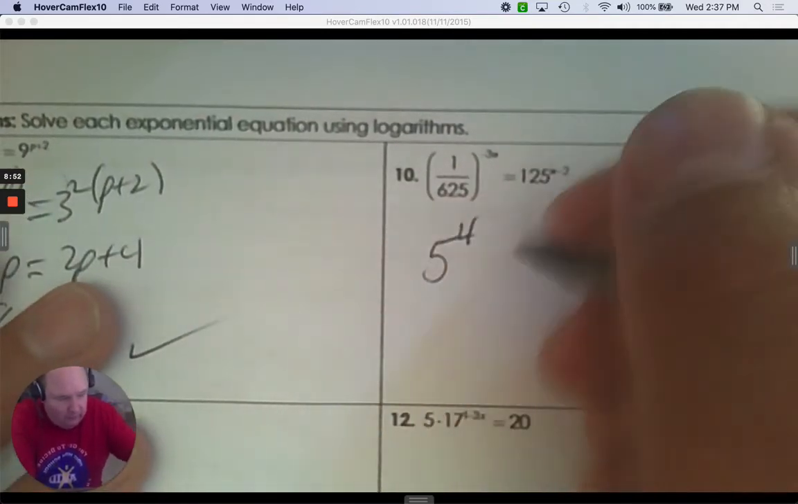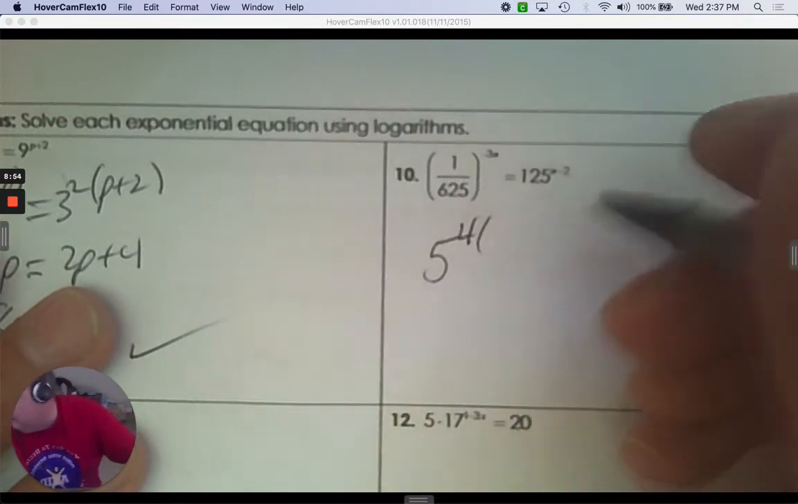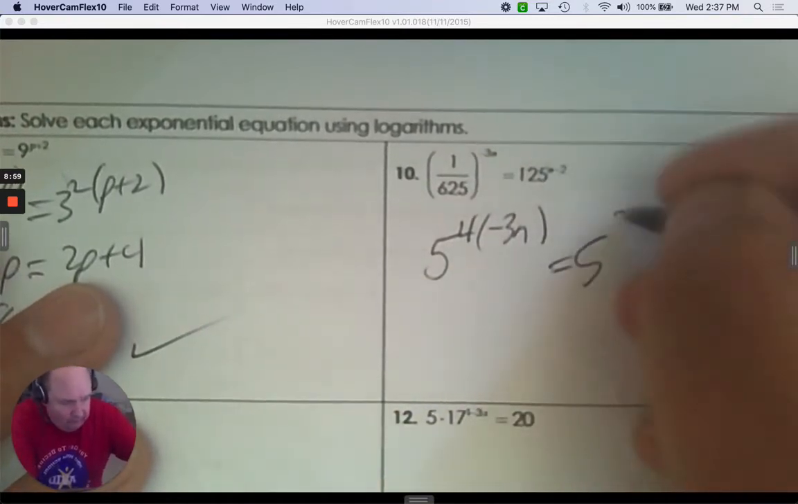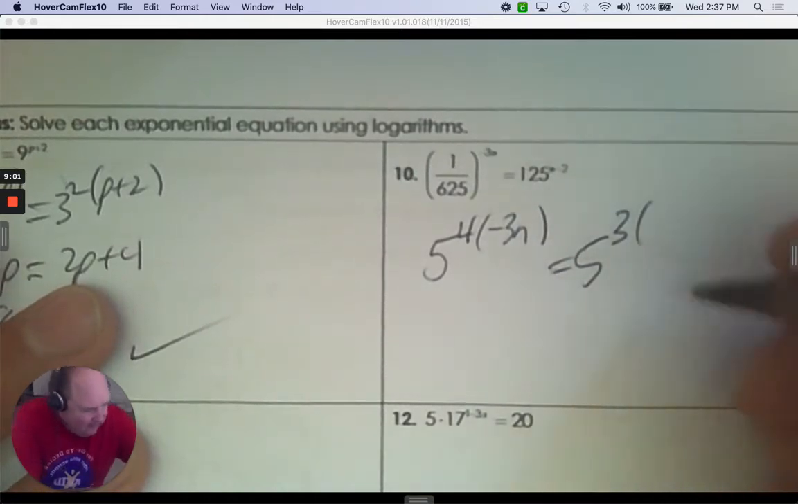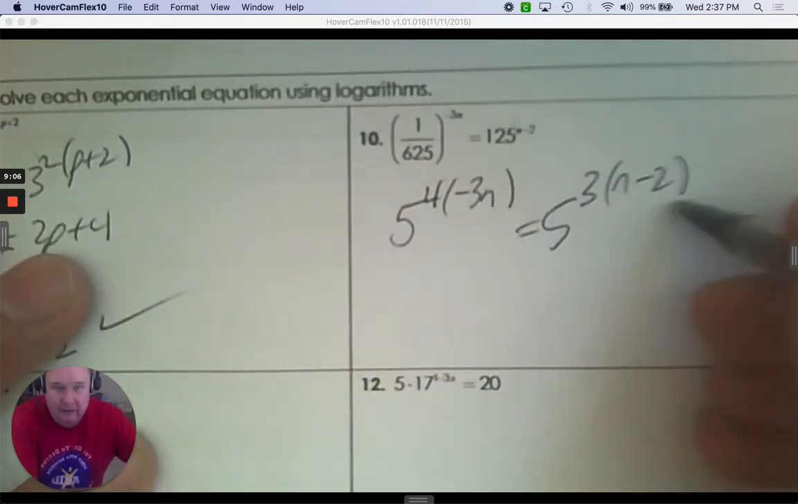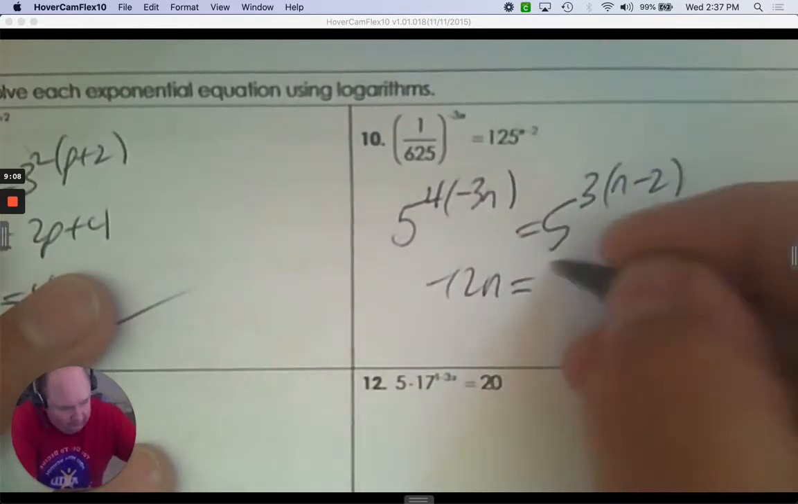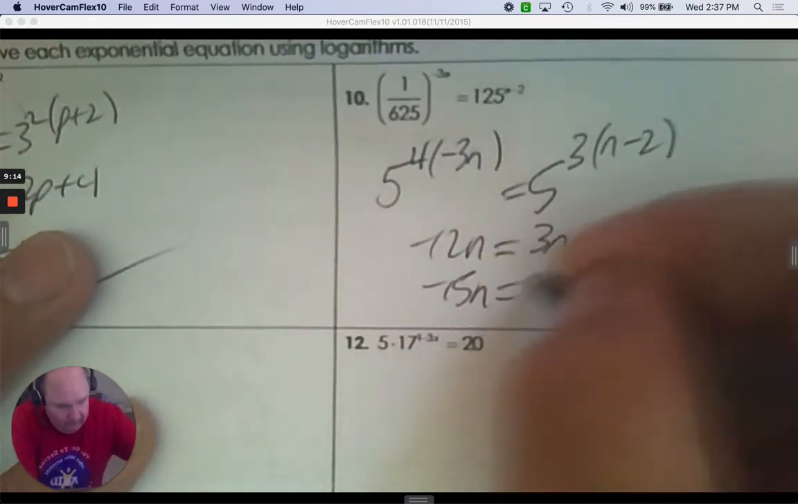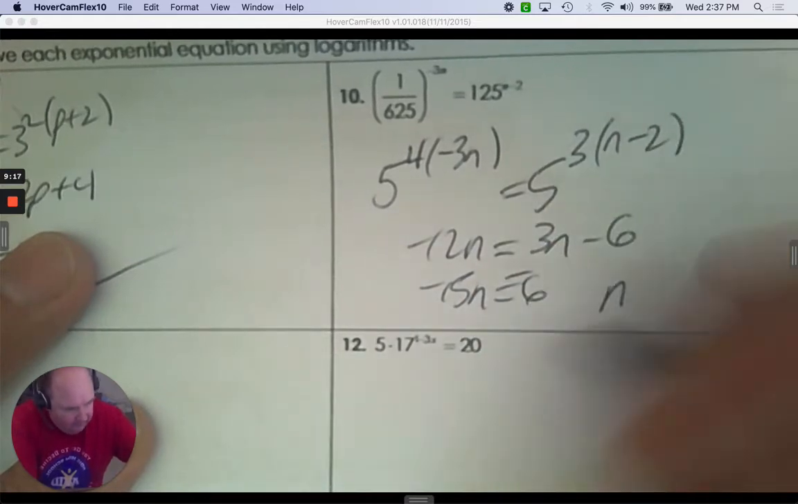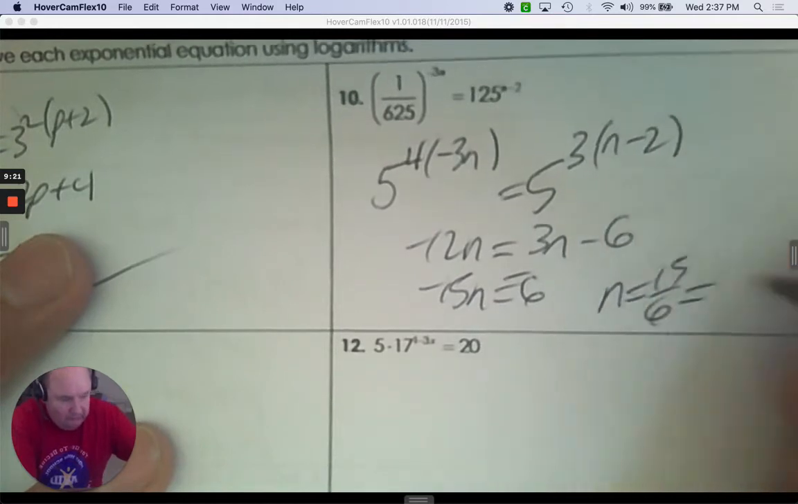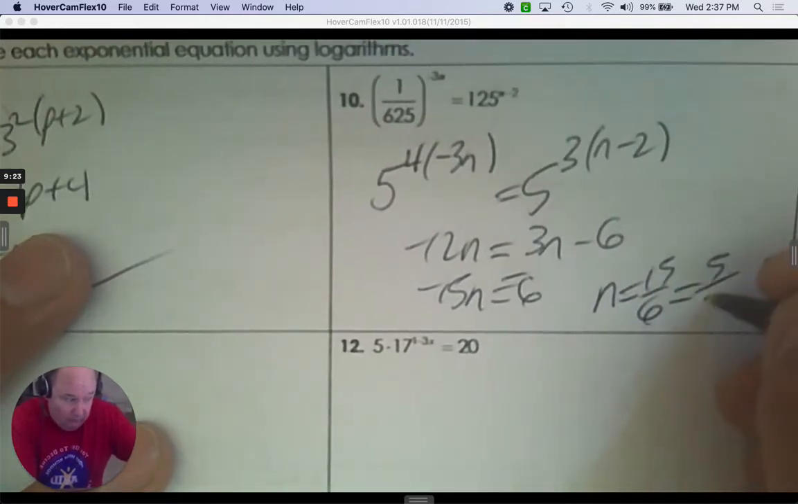Number 10. Again, you can make the bases the same. 5 to the exponent 4. Is that negative 3n? Let me make sure I got it. And then 125 is 5 cubed. And I think that's n subtract 2. And then once the bases are the same, you can take the exponents and make them equal to each other and then solve it that way. So we're going to subtract 3. When you divide, a negative divided by a negative is positive. You could also write 15 over 6 as 5 over 2.